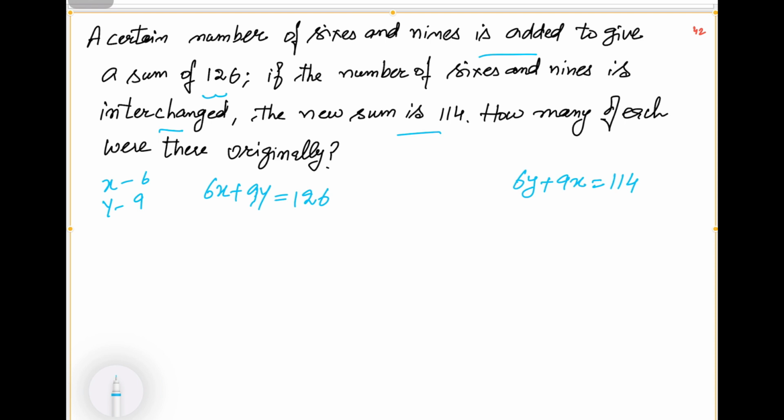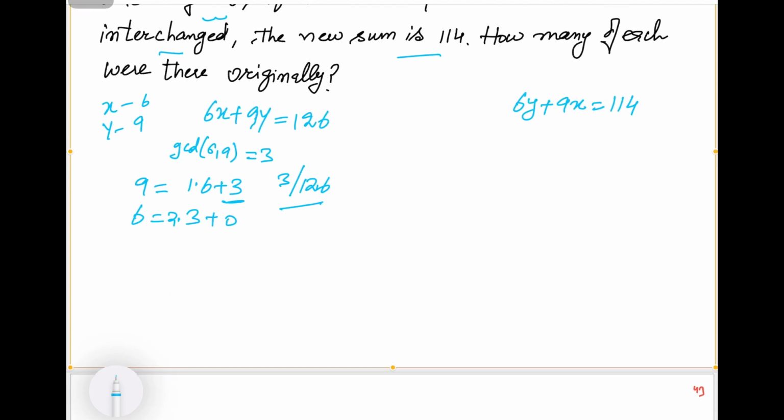First we find the GCD of 6 and 9. We divide 9 by 6. Quotient is 1, remainder is 3. Divide 6 by 3, it goes 2, remainder is 0. So GCD is 3 here. So clearly 3 divides 126. The given equation is solvable.